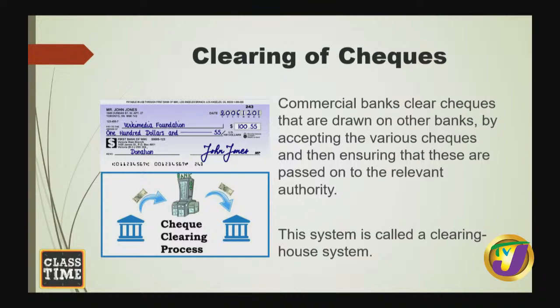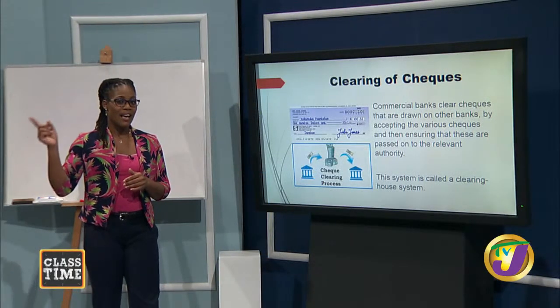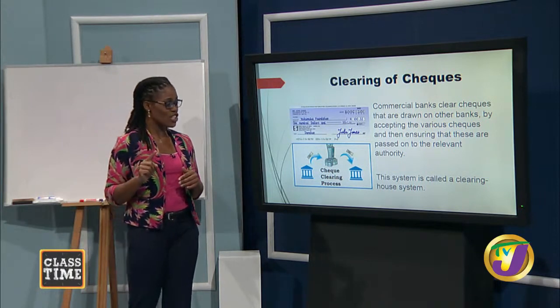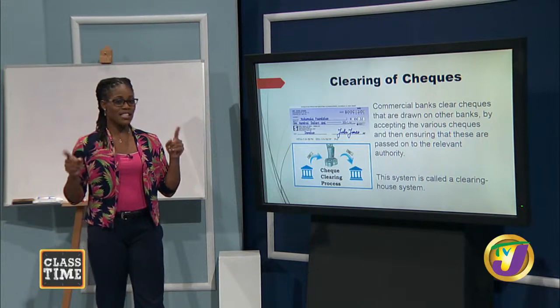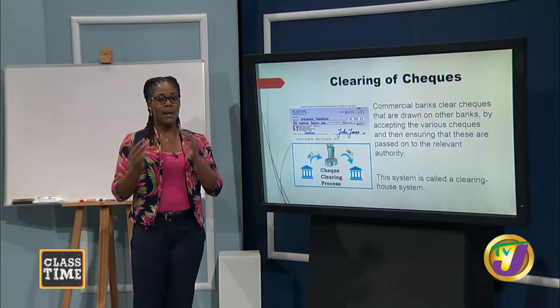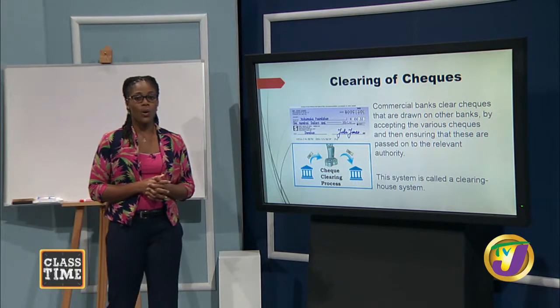Now, this system is called the clearinghouse system. So stick a pin in that. This system is what allows you to be able to deposit a Bank of Nova Scotia check to your NCB account, right? They're different institutions, but the interbank transaction is possible by the use of the clearinghouse system.